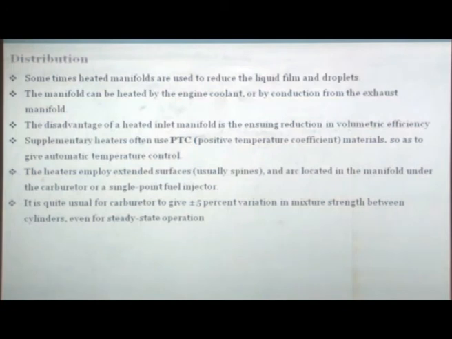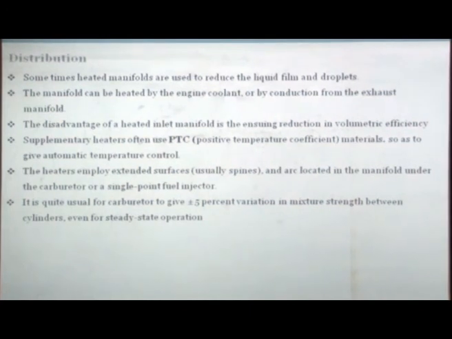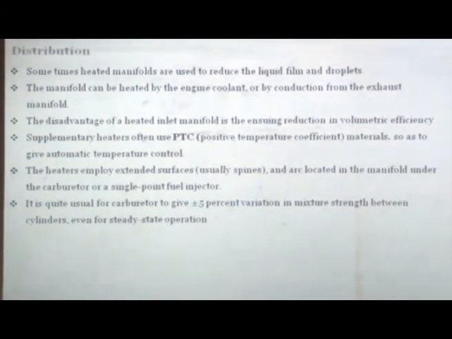So, sometimes heated manifolds are used to reduce the liquid film formation and also the droplets of the fuel that are suspended, but then it is a problem. It is a problem because a heated manifold is going to heat the air as well, and that reduces the volumetric efficiency. So, the manifold can be heated electrically, manifold can be heated by coolant, heat is free, you are not spending any energy, or by conduction from the exhaust manifold, that is also free. If you put an electrical heater, obviously you are paying for the energy, but if you are using coolant or exhaust gas, it is free energy, you are already wasting it.